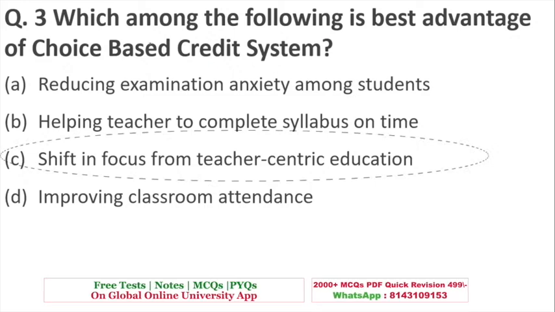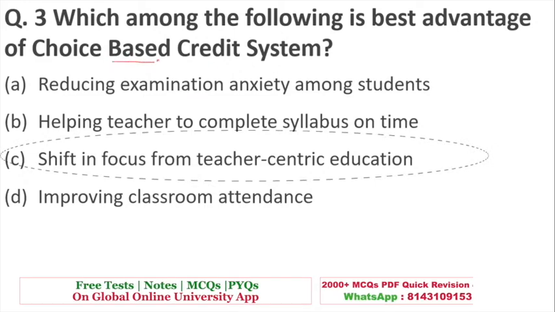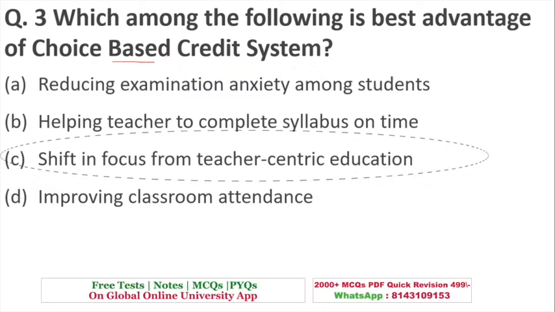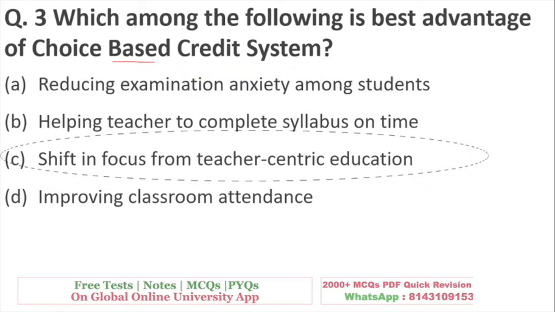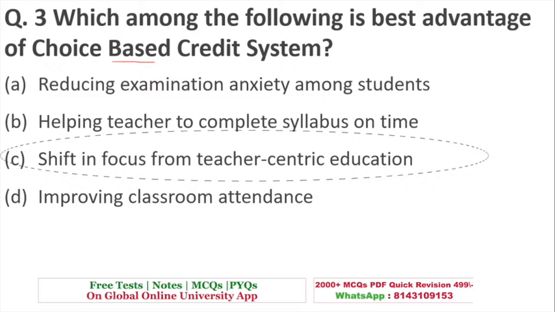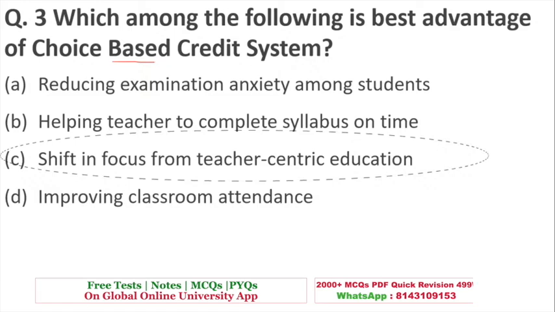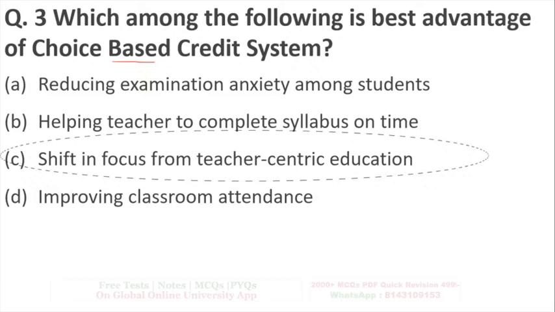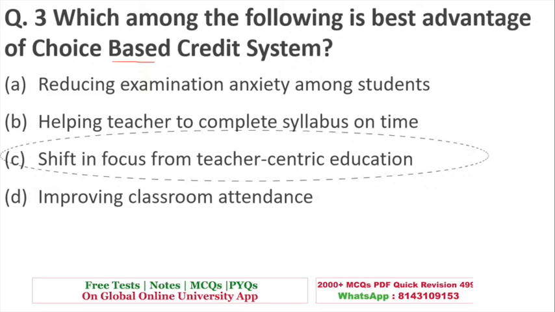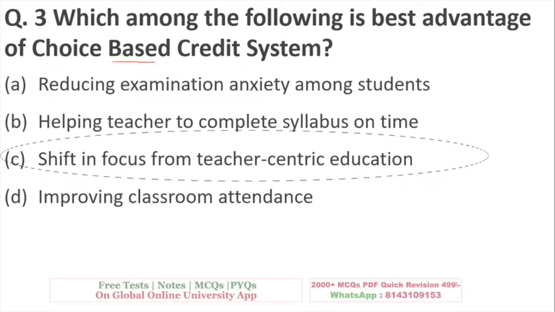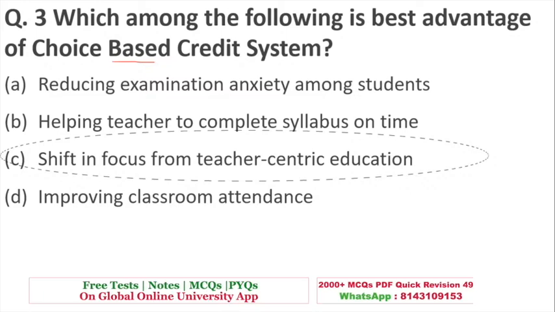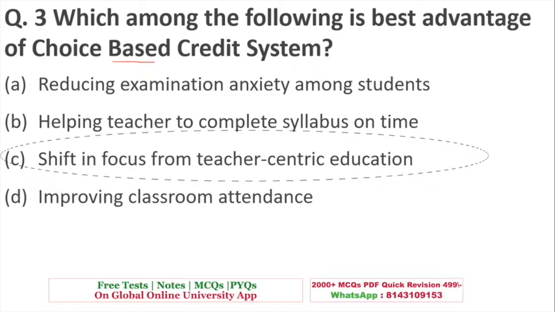So, what is CBCS, choice based credit system? It is that you can choose your own courses from a list of courses that are present there. So what happens? The courses that the students like, they will choose the ones that are suitable to them.